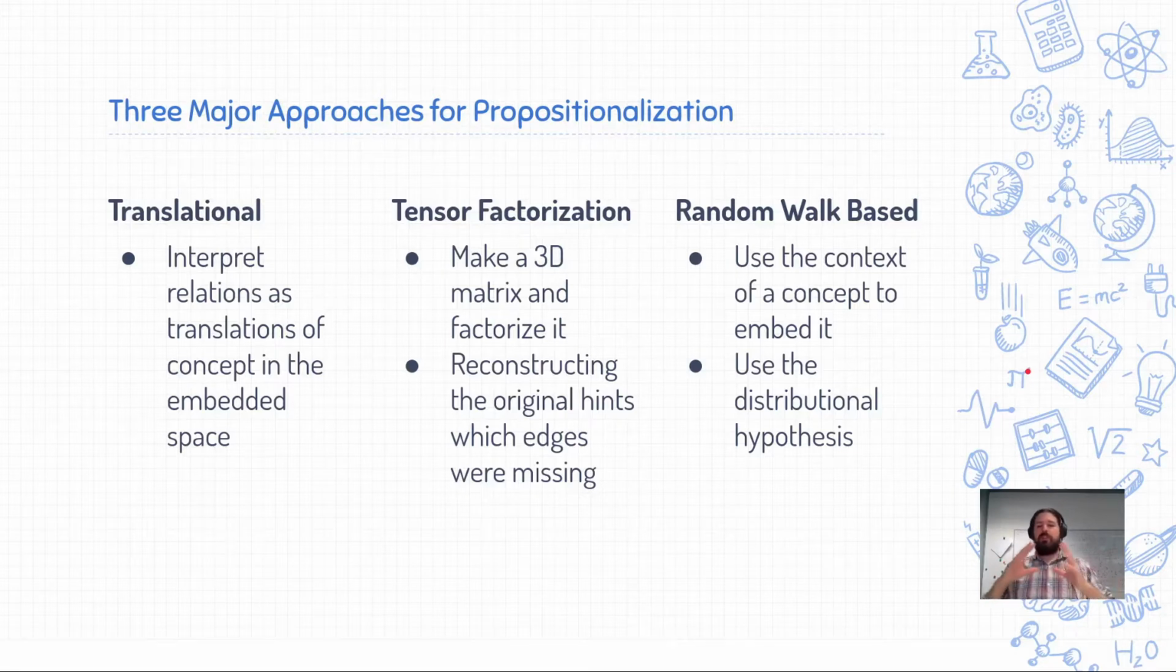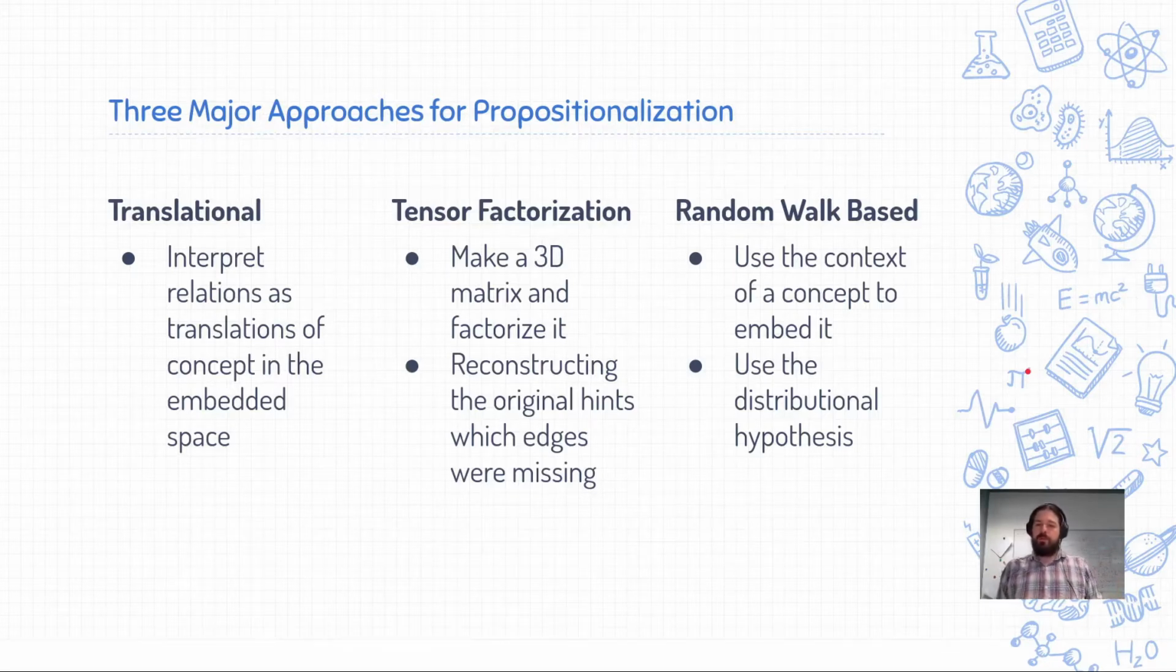It basically means you make a 3D matrix of all the relations in the graph. We will get back to what exactly that means. And then we are just going to factorize it. Factorizing means you're going to make a lower dimensional representation of that three-dimensional matrix. Because that has to generalize to be squeezed in that small space, reconstructing it gives some idea of what kind of edges were missing in the original graph.